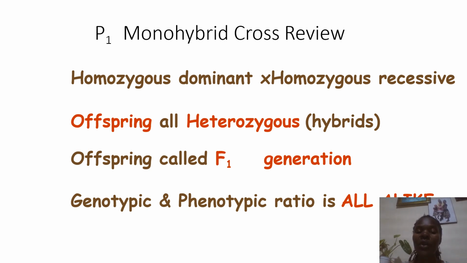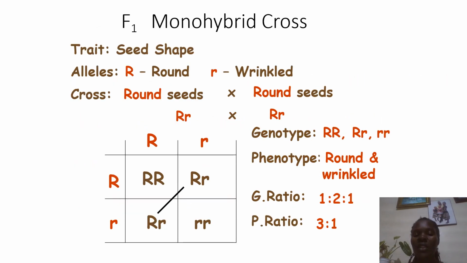So we found that all the offspring, the F1s, the first filial generation, are all heterozygous. So we talk about hybrids. These offspring are known as the F1s, or the first filial generation. So the genotypic and the phenotypic ratio is all alike. For the genotypic ratio, they're all alike because they're all heterozygous. For the phenotypic ratio, they are all round.